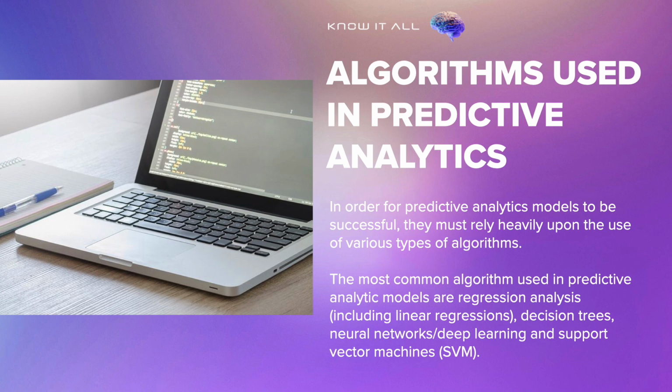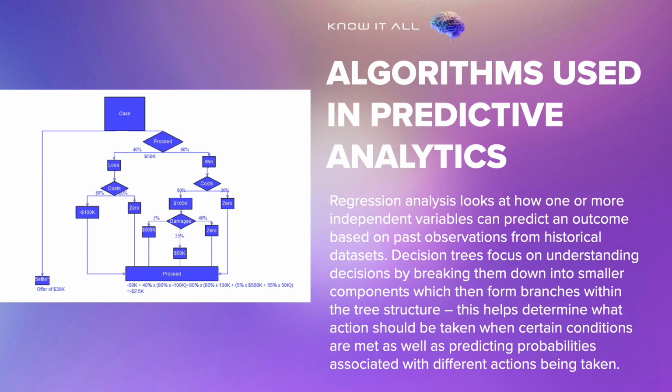The most common algorithms used in predictive analytic models are regression analysis, including linear regressions, decision trees, neural network/deep learning, and support vector machines, SVM. Regression analysis looks at how one or more independent variables can predict an outcome based on past observations from historical datasets. Decision trees focus on understanding decisions by breaking them down into smaller components, which then form branches within the tree structure. This helps determine what action should be taken when certain conditions are met, as well as predicting probabilities associated with different actions being taken.